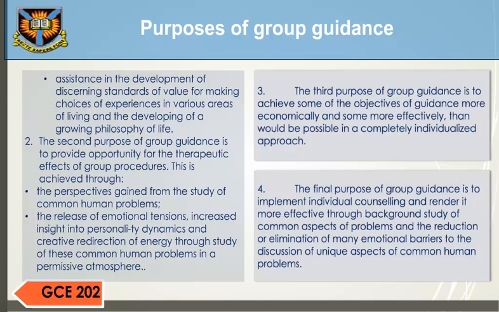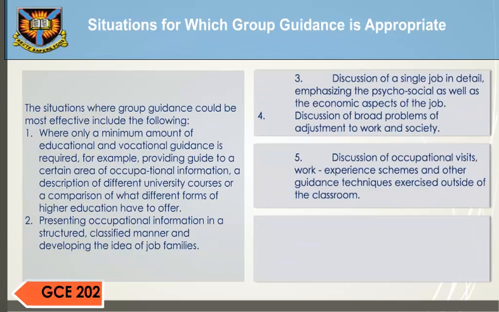4. The final purpose of group guidance is to implement individual counseling and render it more effective through background study of common aspects of problems and the reduction or elimination of many emotional barriers to the discussion of unique aspects of common human problems. Situations for which group guidance is appropriate. The situations where group guidance could be most effective include the following.